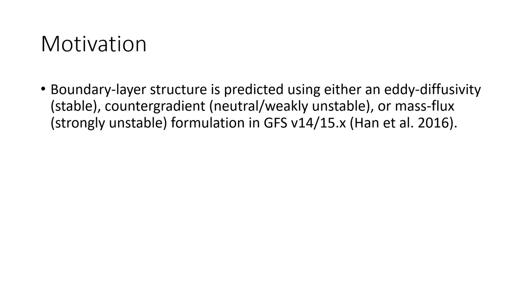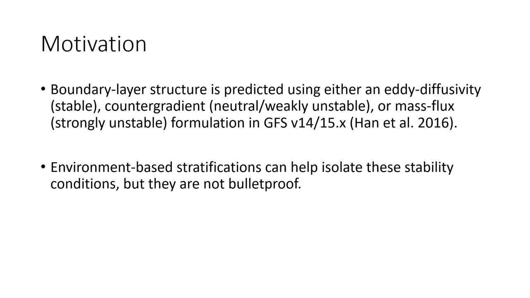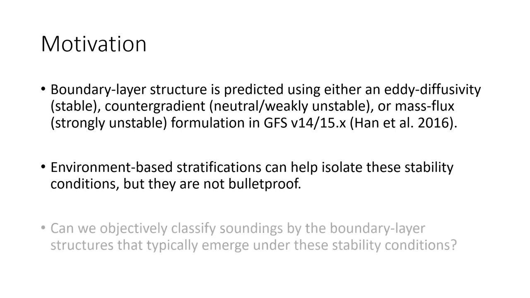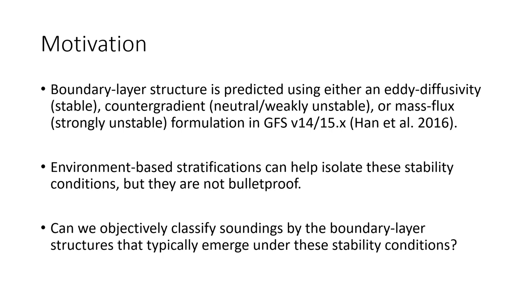So the boundary layer structure is predicted with an eddy diffusivity for stable environments, counter-gradient for neutral and weakly unstable, and mass flux for strongly unstable in the version 15 and 14 GFS. The environmental-based stratifications that we did earlier can help isolate these stabilities, but it's not a guarantee. So how can we objectively classify soundings in the boundary layer that emerge under these different types of stability conditions?